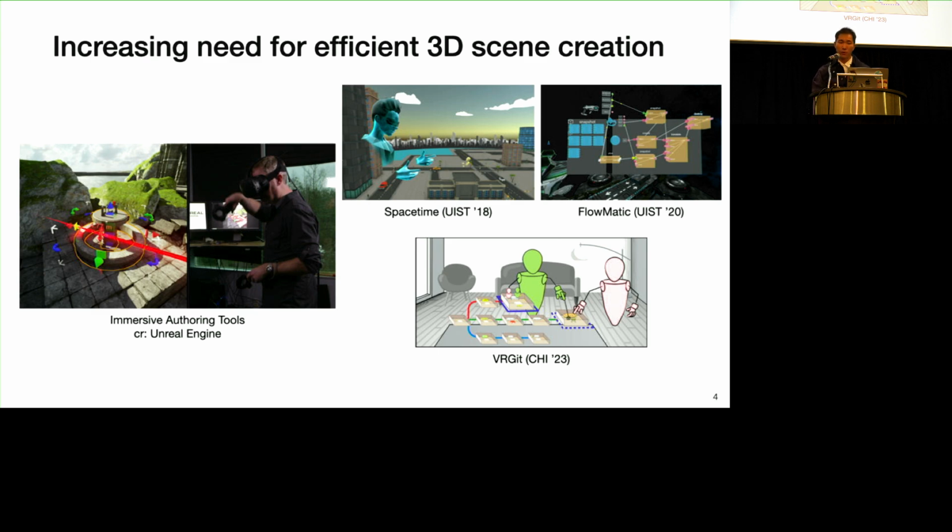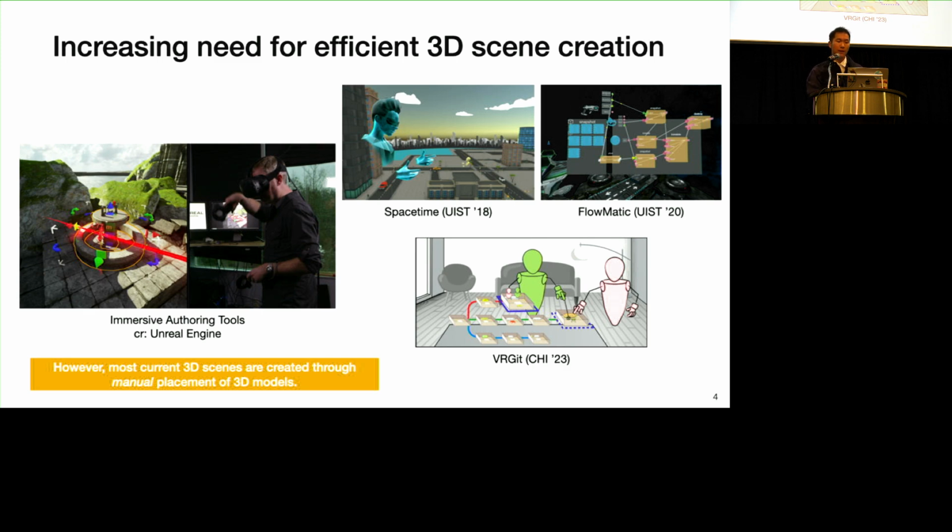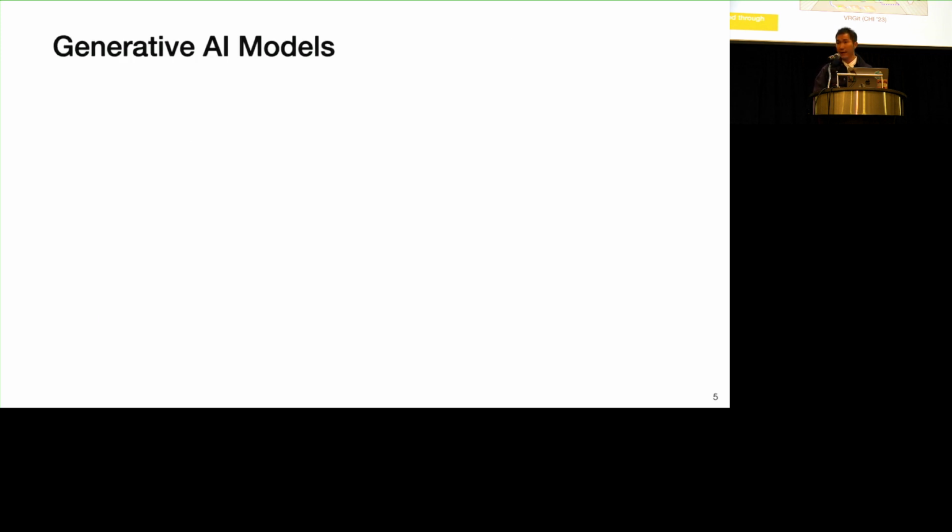VR. However, a key limitation of all these prior 3D authoring tools is that they're all created through manual arrangement and placement of 3D objects. And we started to think about, can machines automate this process of creating and laying out 3D models for us? Now, Gen AI is a possible solution for creating content and has been successful in lots of 2D tasks, such as text generation and image generation.